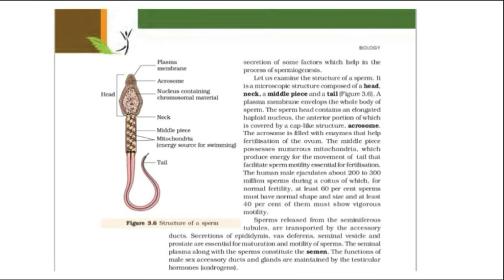Sperms released from the seminiferous tubules are transported by the accessory ducts. Secretions of epididymis, vas deferens, seminal vesicle and prostate are essential for maturation and motility of sperms. The seminal plasma along with the sperm constitute the semen. The functions of male sex accessory ducts and glands are maintained by the testicular hormones, androgens.